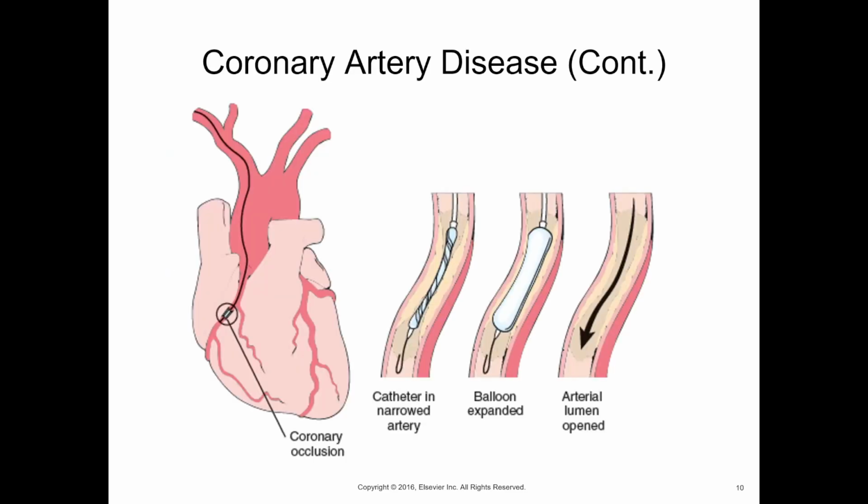With angioplasty, see this here. This is using a catheter. So what they will actually do is feed a catheter up, typically up through the femoral artery. They feed it all the way up through the abdominal aorta, and then eventually into the location of the narrowing, and they expand a balloon to restore the lumen of the artery.